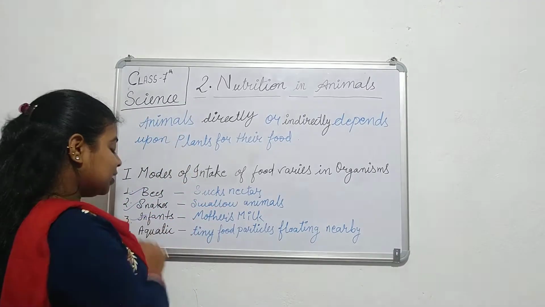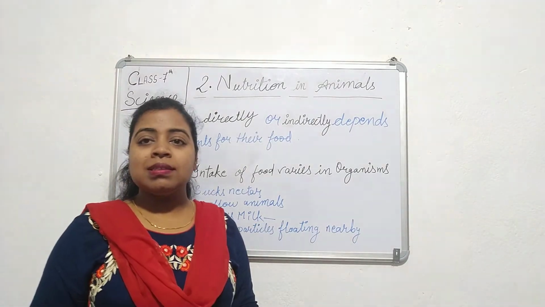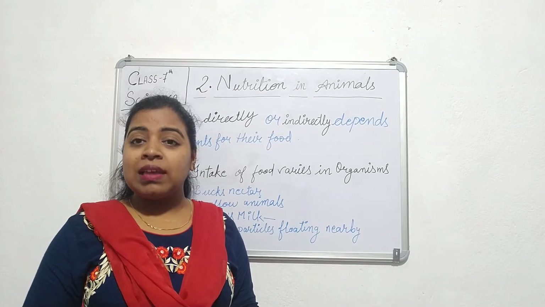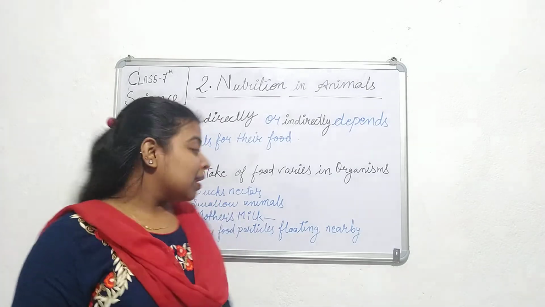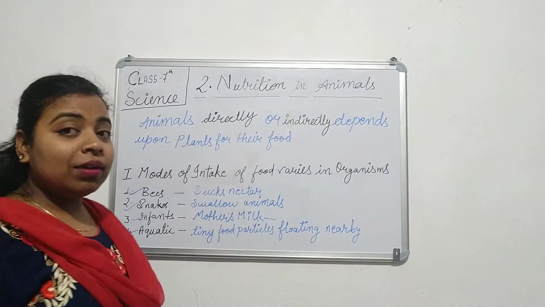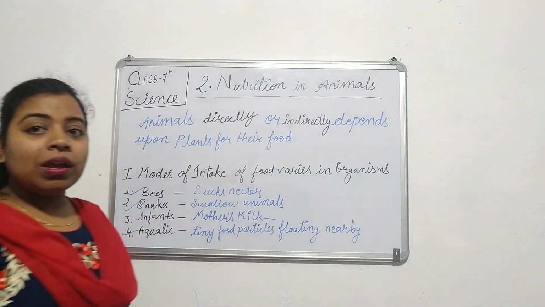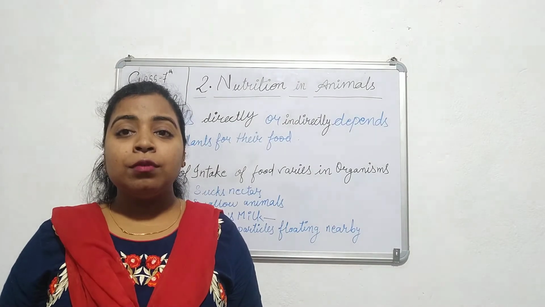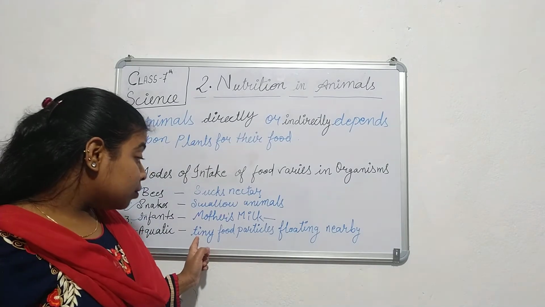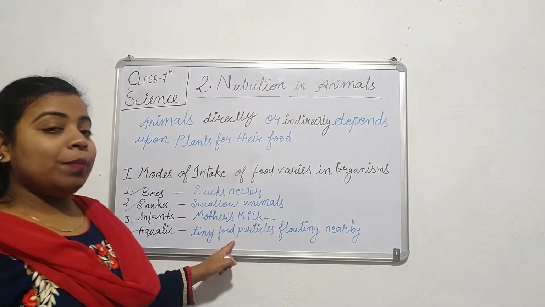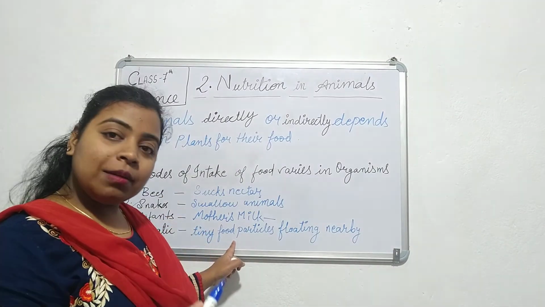Next is infants. Infants depend on mother's milk. Infants of human beings, cows, cats, dogs, they depend on their mother's milk. Next, aquatic creatures or aquatic organisms. How do they intake their food? They intake tiny food particles which float nearby them.